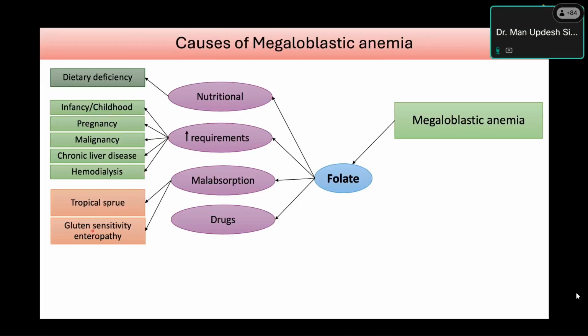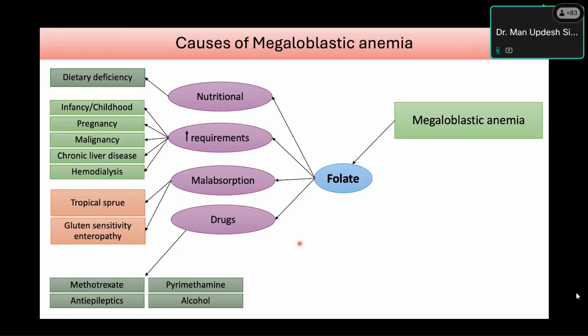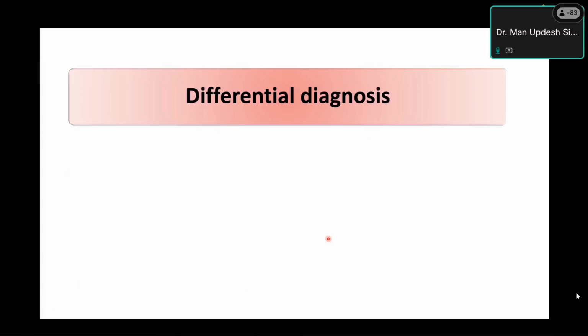malabsorption like tropical sprue, gluten, where the folate is not absorbed. Some drugs, methotrexate, pyrimethamine, alcohol, which can cause absorption or metabolism problems of folate. So that's just the basic causes which you look into when you are approaching or trying to diagnose the cause and reasons for any differential diagnosis.